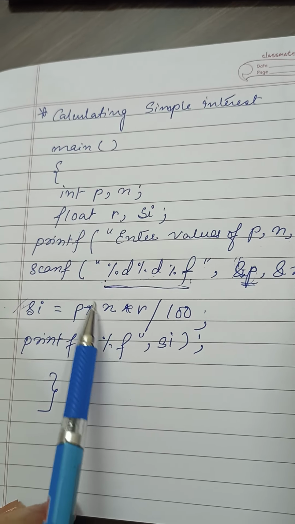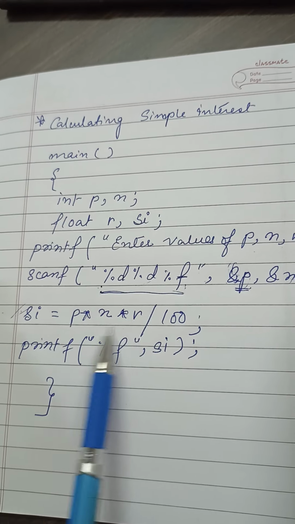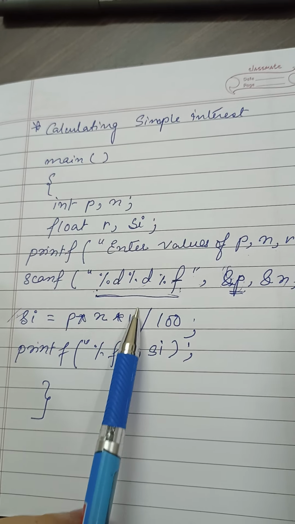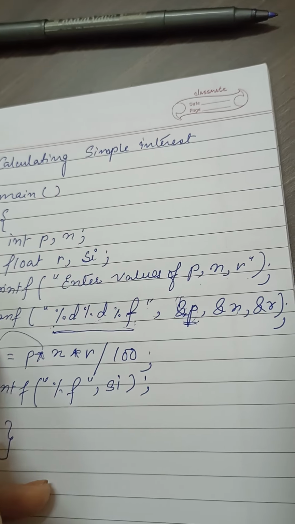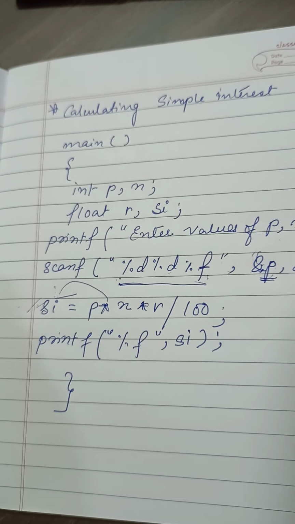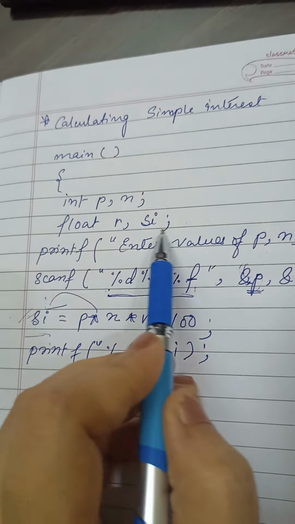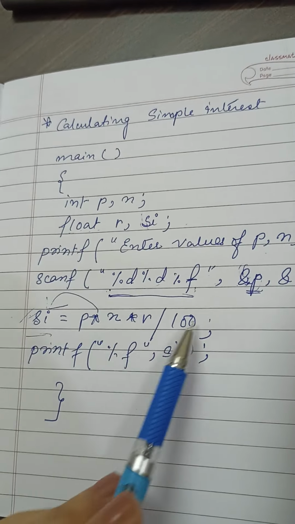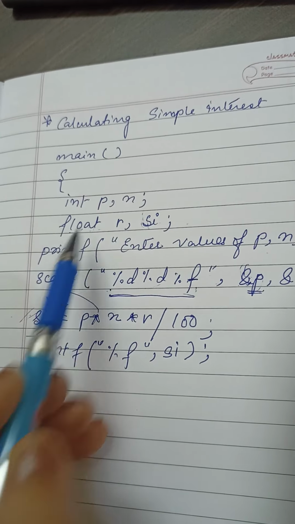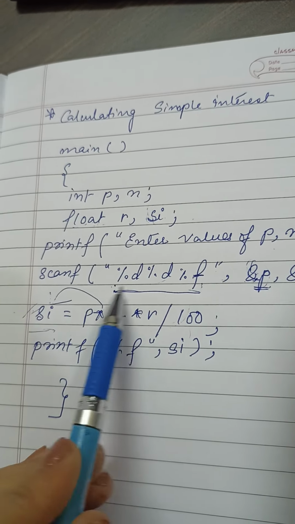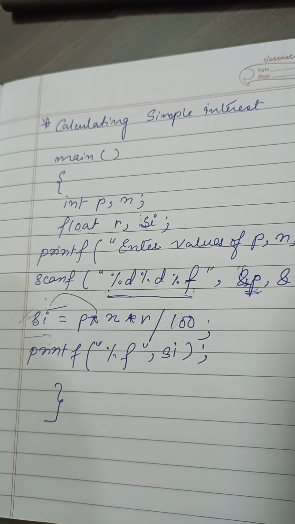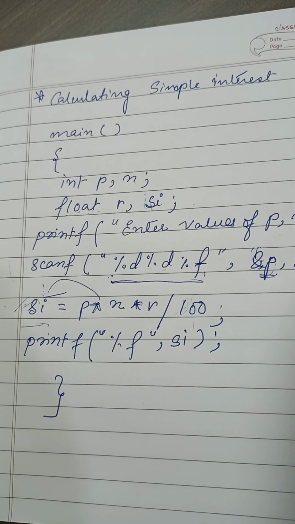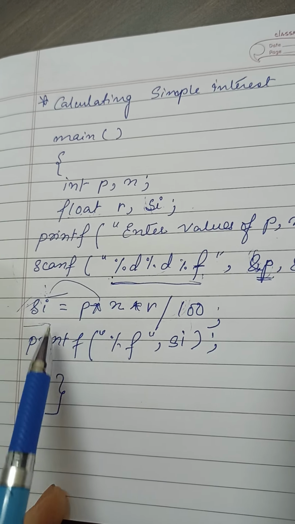So the p n r values will be multiplied, and then divided by 100 because it is the formula for simple interest, and then it will be stored in another variable named si. What is si? We have declared si as a float type variable. Why have we declared si as a float type variable? Because we know that this formula will return a real value. So we have beforehand declared it as a float type variable.